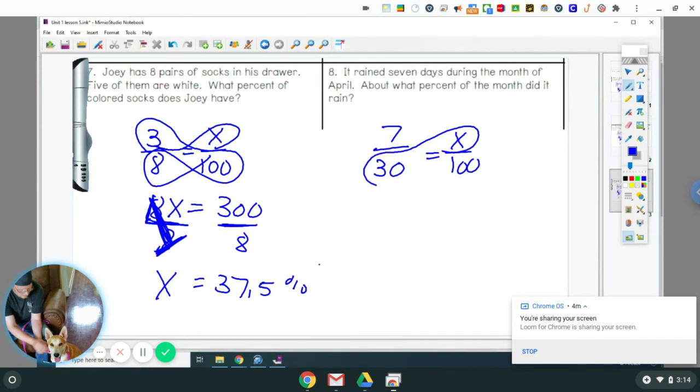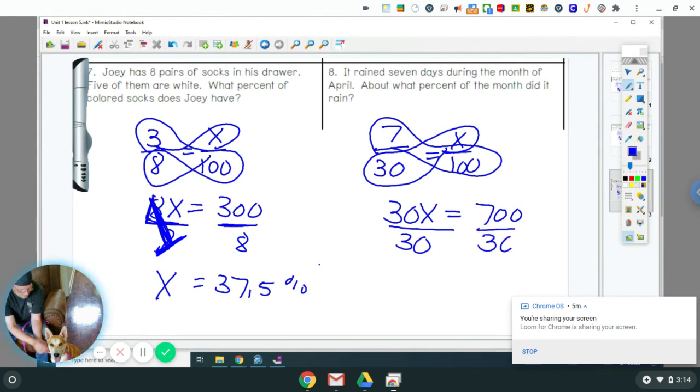So we're going to cross multiply. x times 30 is just 30x. 7 times 100 is 700. So then you're going to divide by 30 on both sides. This makes a nice big 1. So then you're going to do 700 divided by 30, which comes out to 23.33%. So that means it rained 23.3% of the time during April.